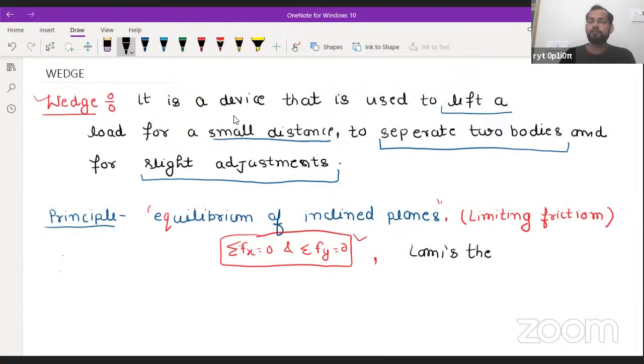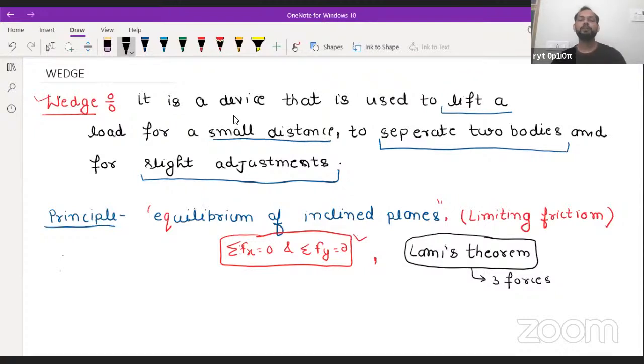What is the condition of Lami's theorem? When can we apply Lami's theorem? The condition is that Lami's theorem is applicable only for 3 forces in equilibrium. Whenever there are only 3 forces in equilibrium, we can use Lami's theorem. If the number of forces is more than 3, then we have to use the other conditions. Is it okay? Fine.